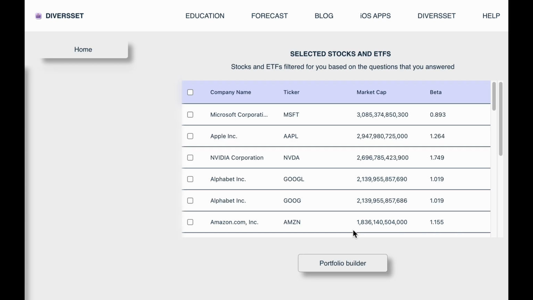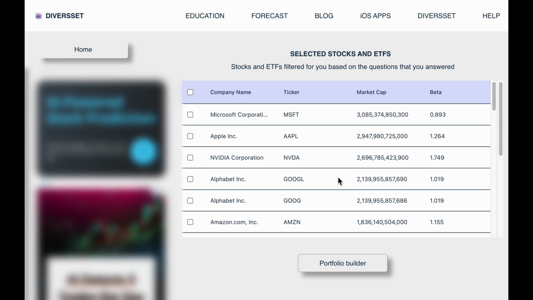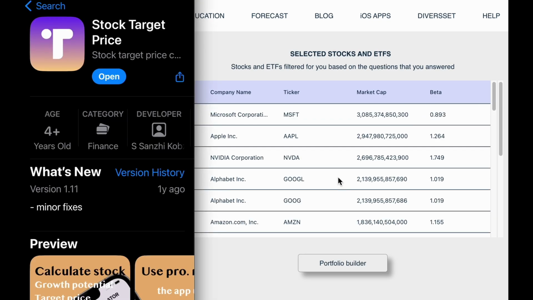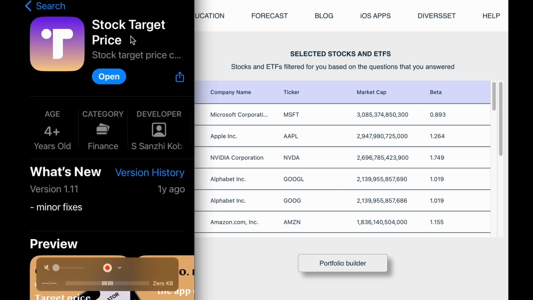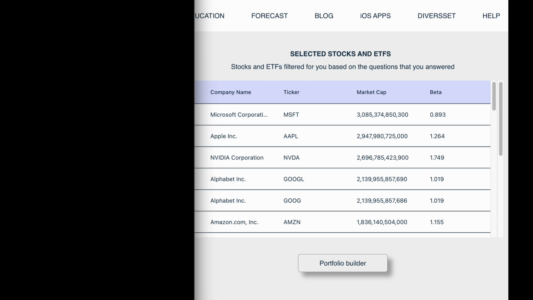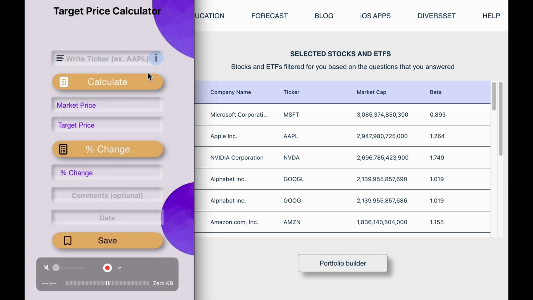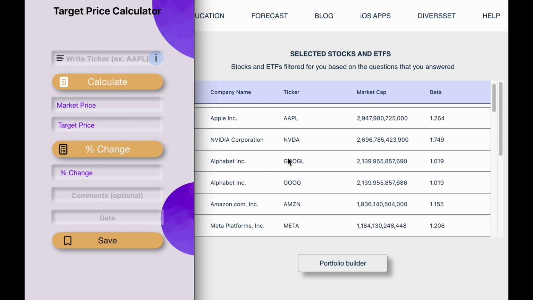risk appetite. Then your next step, once you found amazing stocks tailored to your risk appetite, like here, go to App Store and input stock target price, like here. Then download the application, open the application. Once you open the application, register, create your login, and then input the stock ticker of the stock that you want in your portfolio. Let's say I want Alphabet shares.